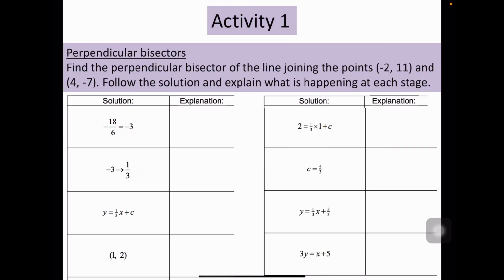So your first independent activity is to answer the question you see on your screen. The question is, find the perpendicular bisector of the line joining the points -2, 11 and 4, -7. Follow the solution and explain what is happening at each stage. So they've already given us the solutions. We need to explain what is happening at each stage. Please pause this video, have a go at answering the question, and press play when you are ready to see me going through the answers.